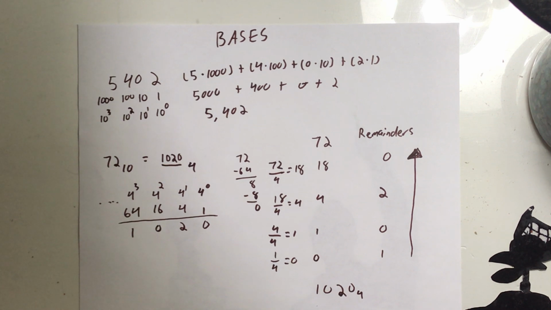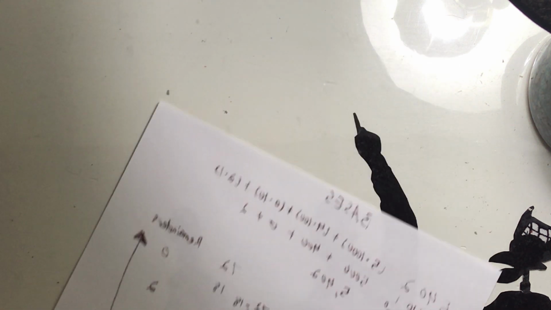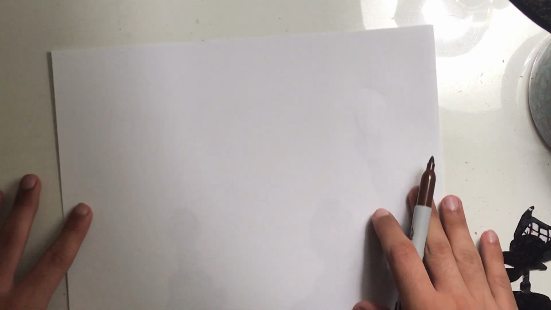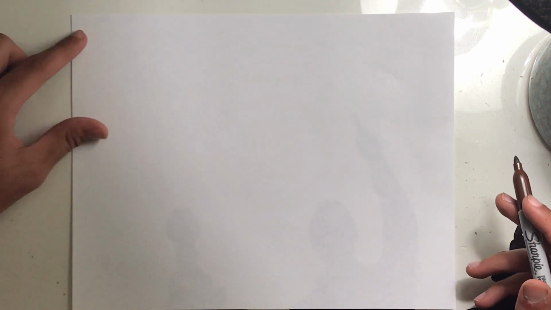Now, we need to know how to go from base B to base 10. So how do we do that? Well, let's say I want to convert 63 from base 8 to base 10.